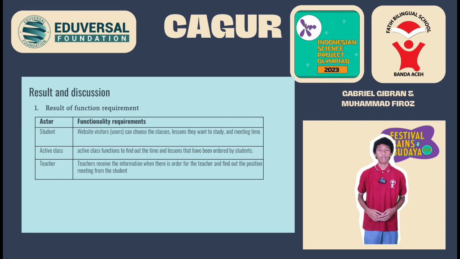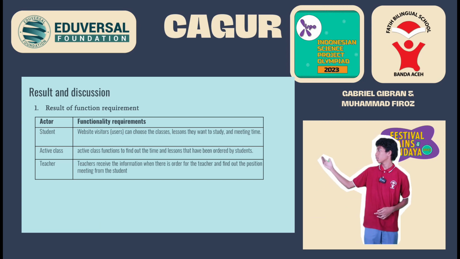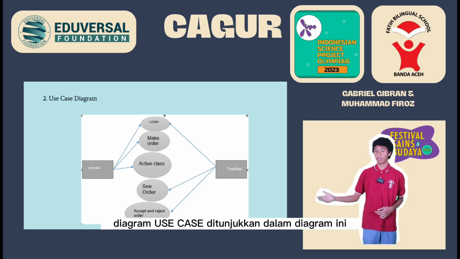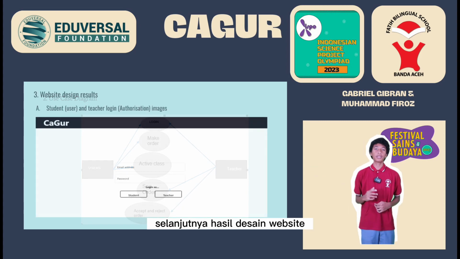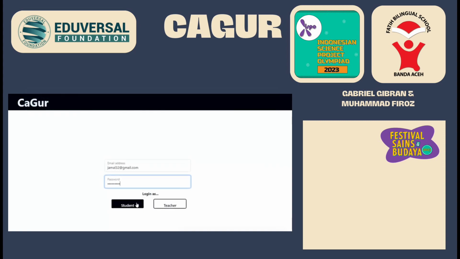Result and discussion. The result of the functional requirements is shown in this table. The use case diagram is shown in this diagram. Next, website design result. Login as a student.